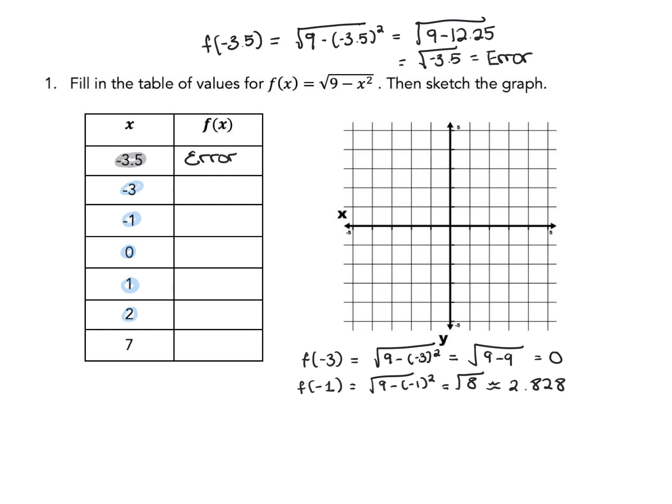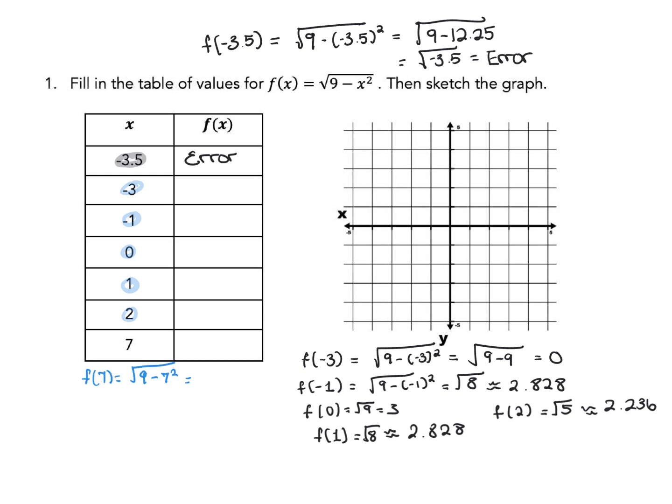Then we're going to do f of 0, which is going to actually just be square root of 9, which is 3. And then we can do f of 1. F of 1 is also going to be square root of 8, which is approximately 2.828. And then we do f of 2, and that's square root of 5, and that's about 2.236. And then we can do the last value, which is f of 7.